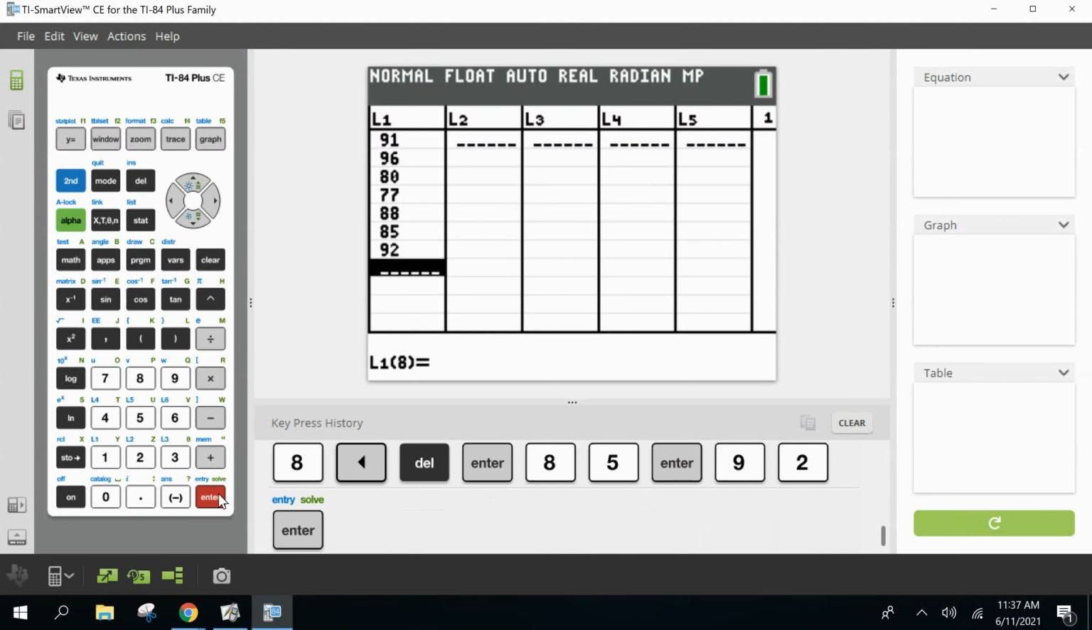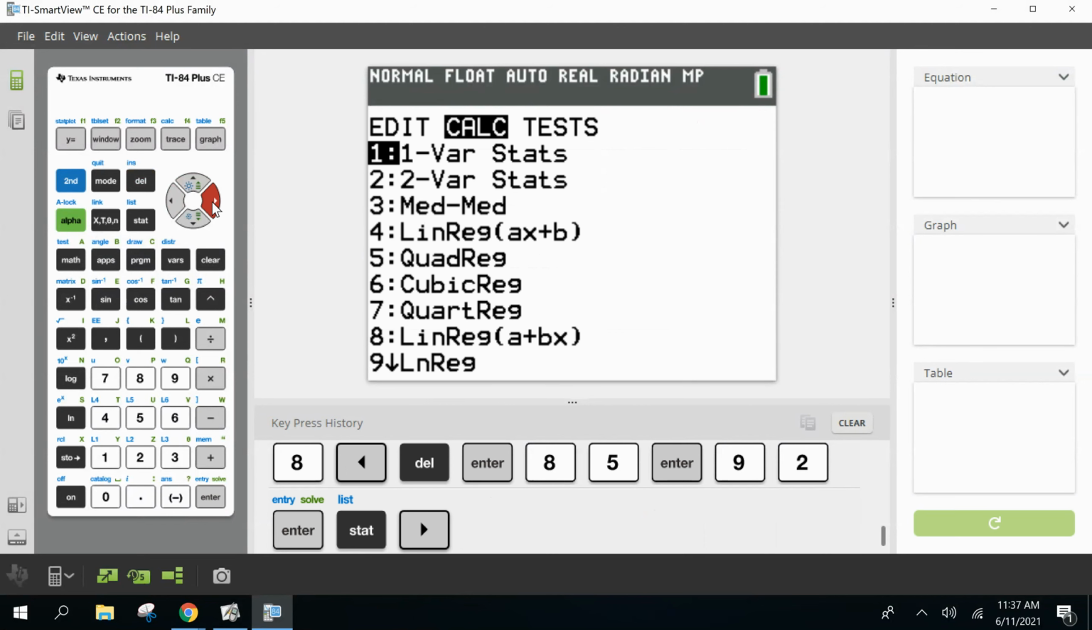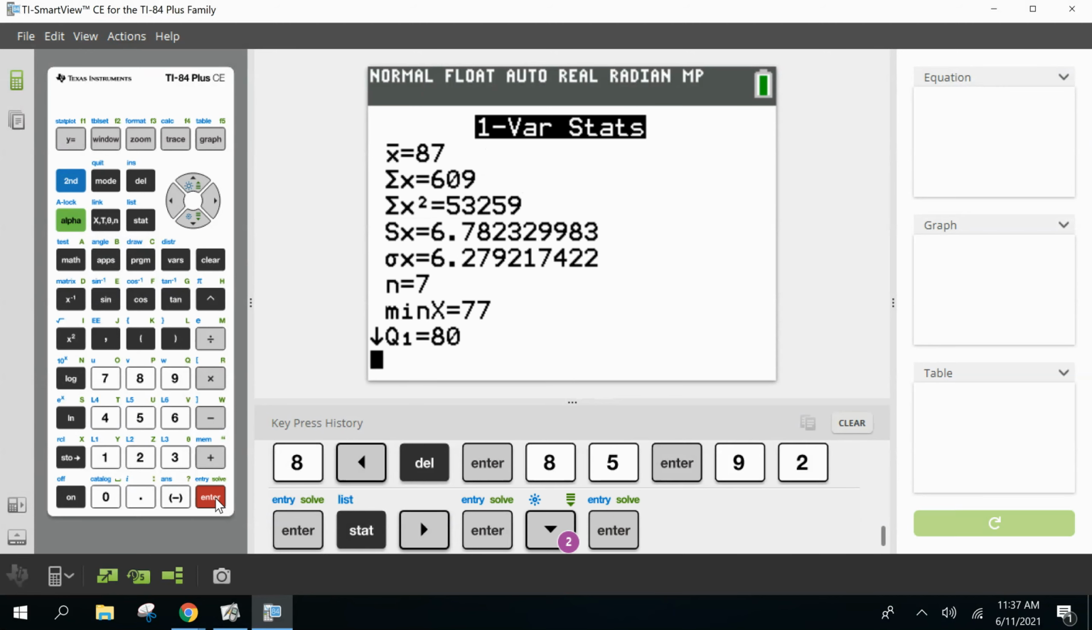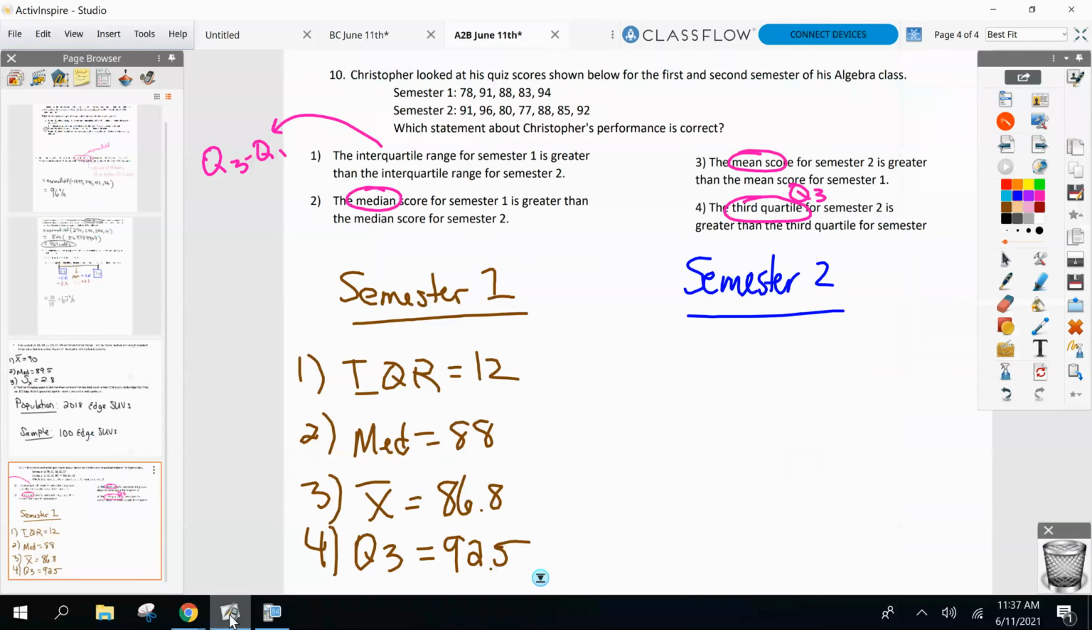I got them in a list. All right, so then you go to stat, calculate, the first option. Now here, guys, if you put it in L2, that's got to read L2 now. Wherever you put those semester grades in, that's the list that needs to be there now. I put it in L1, so I'm going to leave it L1. If any of you put it in L2, you got to change it now. Make sure you tell your calculator to look in list 2 only. Frequency list is still cleared out. And we calculate it.